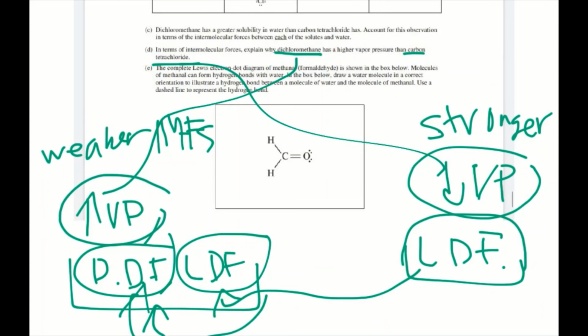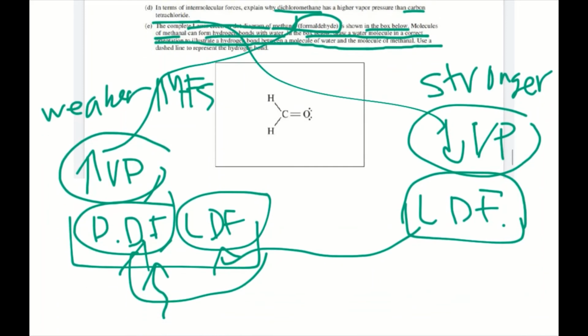They give us the complete Lewis electron dot diagram for methanol or formaldehyde in the box below. Molecules of methanol can form H bonds with water. In the box below, draw a water molecule in a correct orientation to illustrate a H bond between a molecule of water and the molecule of methanol. Use a dashed line to represent the hydrogen bond.